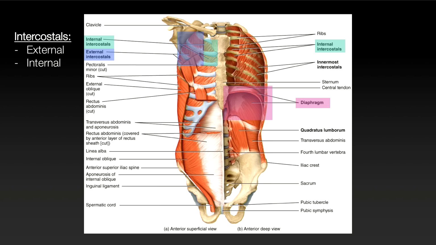But there is one important distinction that I want to make today, and that's in understanding how the nerves and arteries and veins travel between the ribs. They will divide the innermost and the internal intercostals, and I'll show you an example of that with the 3D app in a minute.